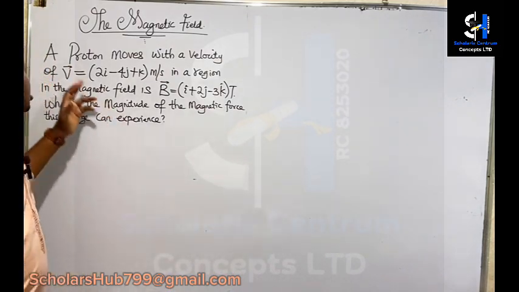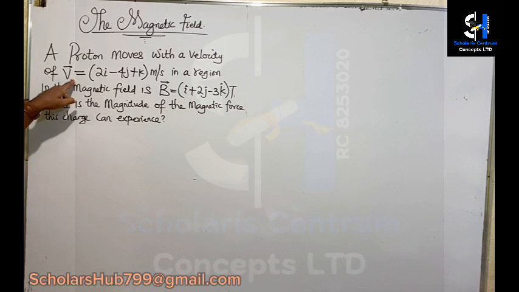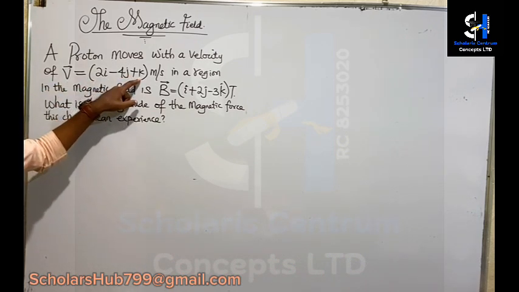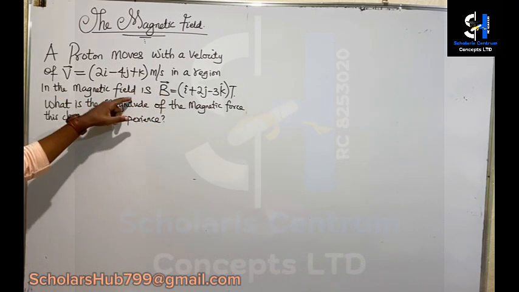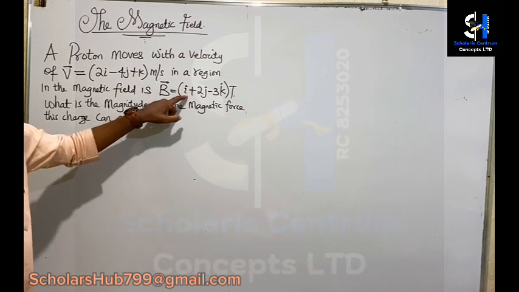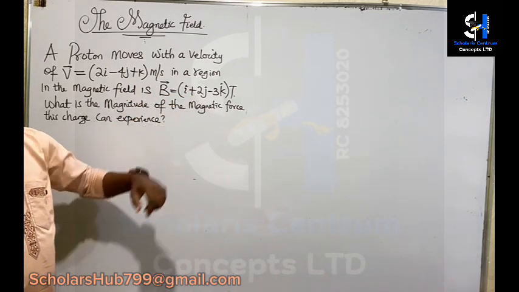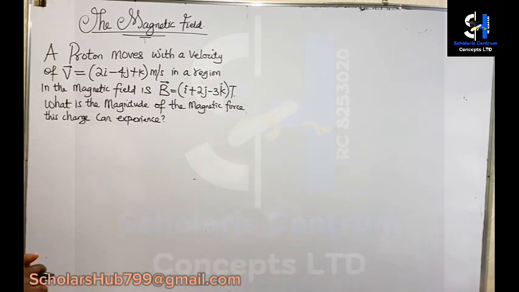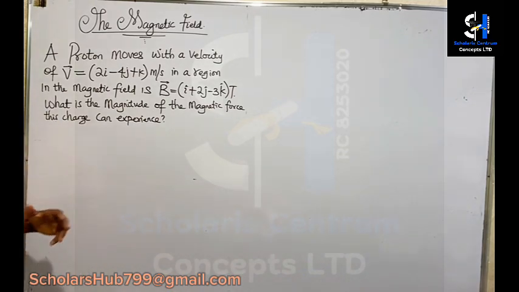Now the question reads: a proton moves with a velocity, the speed vector, which is 2i minus 4j plus k, in meters per second, in a region of magnetic field. Now we have B, the magnetic field vector, which is given to be i plus 2j minus 3k, and the unit of the magnetic field vector is Tesla. What is the magnitude of the magnetic force this charge can experience?